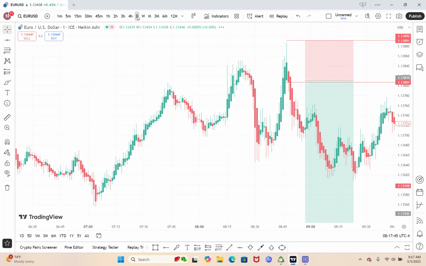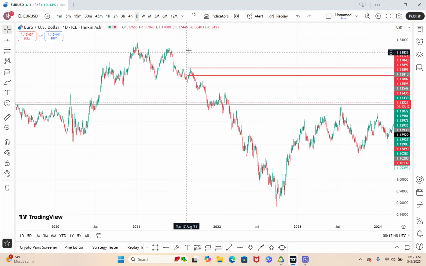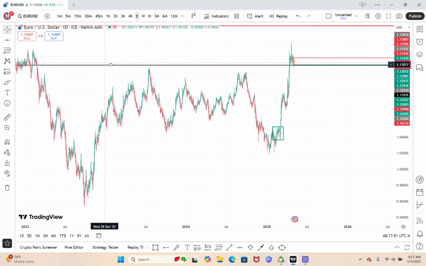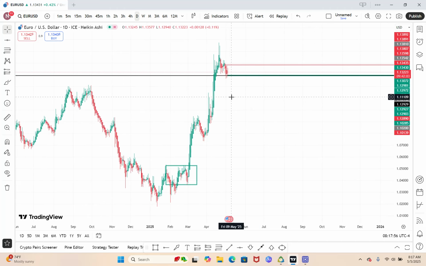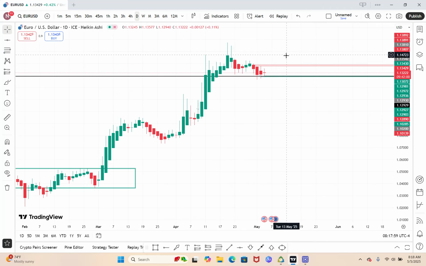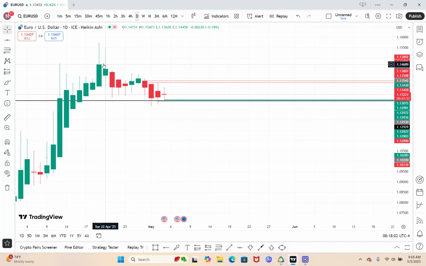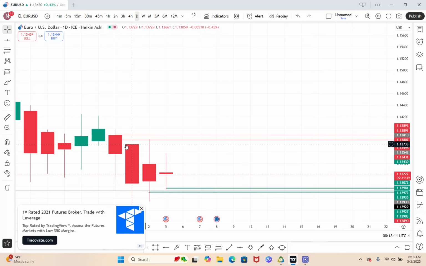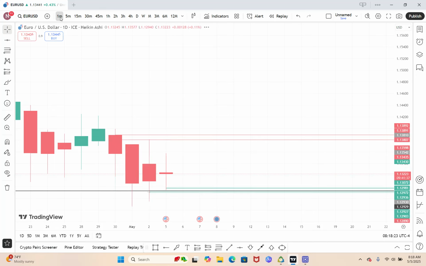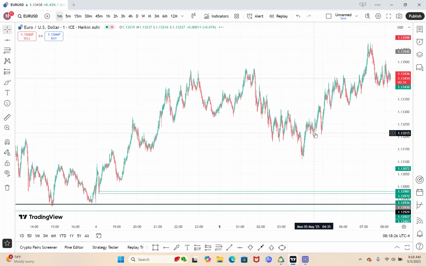Now when we went on the daily time frame, it was also confirming our trade. Sellers in control, strong sell structure, right here, strong sell structure. So this was also confirming the trade because sellers had a strong bear candle on the daily time frame. So we went back to the 1 minute. So that was a sell trade.